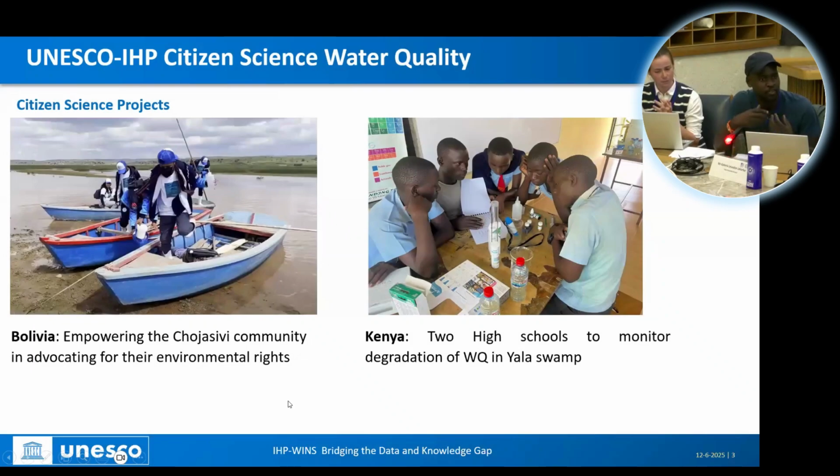If you have been in the citizen science sessions on Tuesday, we introduced our initiatives in citizen science in monitoring water quality. In these two case studies in Bolivia, we are working with the community to try and help them advocate for their environmental rights in regards to water pollution. And in Kenya, we are also working with high school students to help monitor water degradation in our wetland area, and how the data we get from this project can help the community try and reverse this trend.